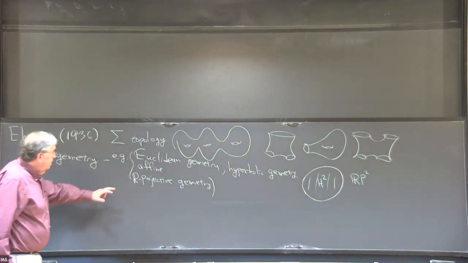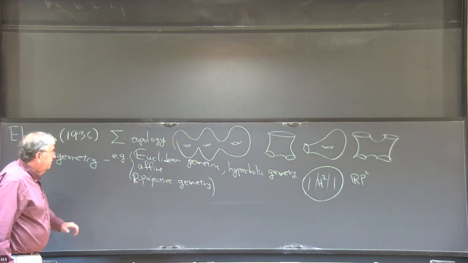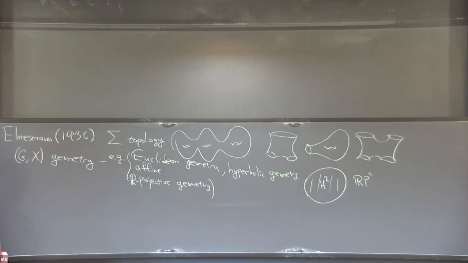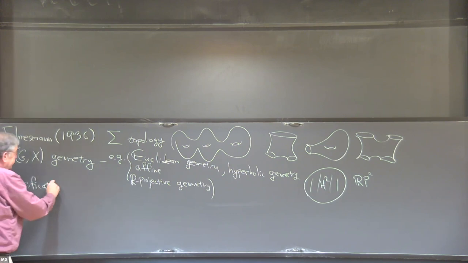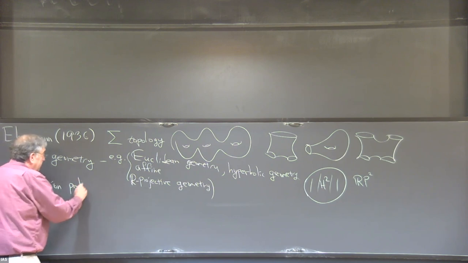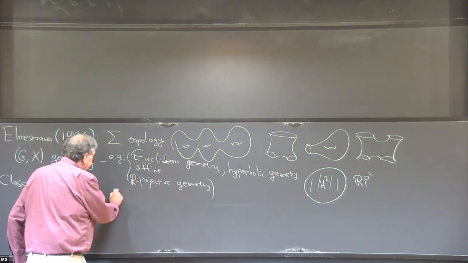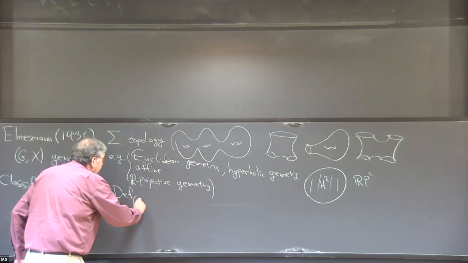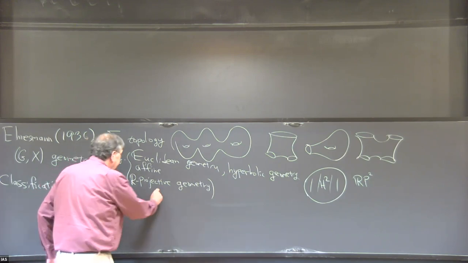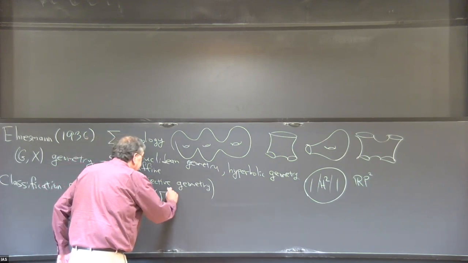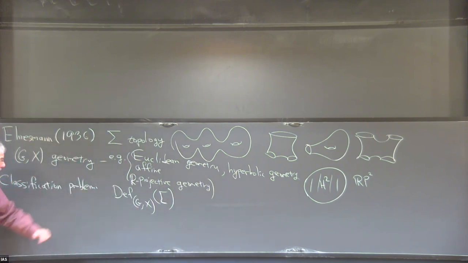Okay, and so these are the structures I'll talk about today. What I'll call the classification problem is to form a deformation space, a space whose points represent the equivalence classes of structures. And we want to put a little extra structure, that is a marking, called the deformation space Def(G,X) of sigma. It's all the ways of putting the geometry.